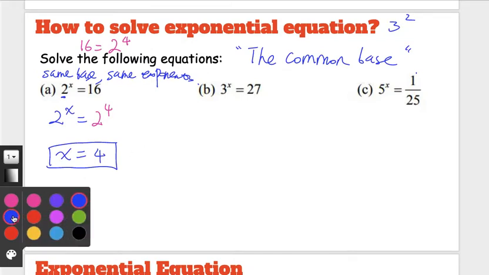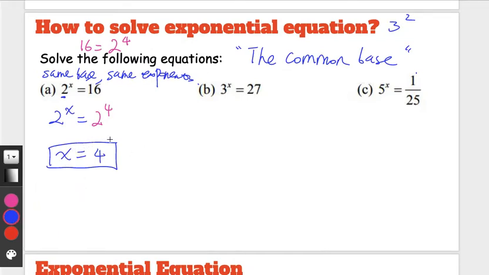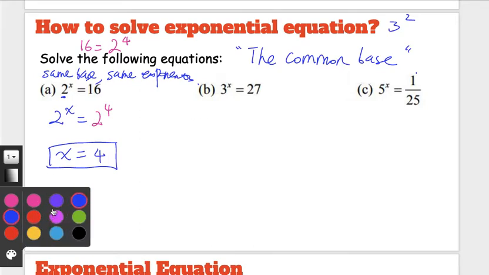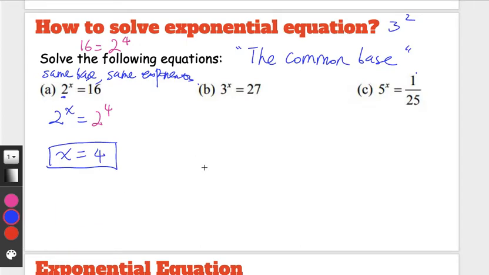Let's check the second one to readdress the importance of the common base. And you can definitely practice this process or even just pause the video and solve this on your own, so you can be more familiar with this process. Again, 27, I'm going to observe what the connection is between 27 and 3. As we know, 3 times 3 is 9, then times 3 again is 27, so it's 3 to the third power. Then clearly x equals 3, right?